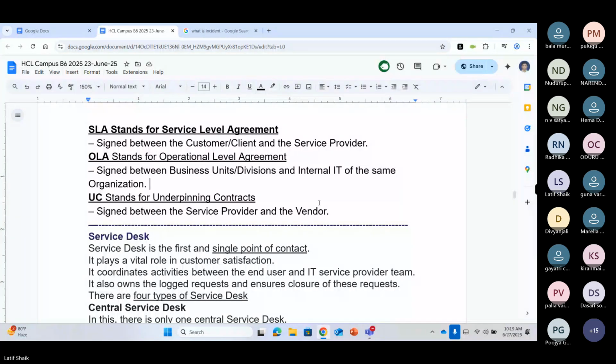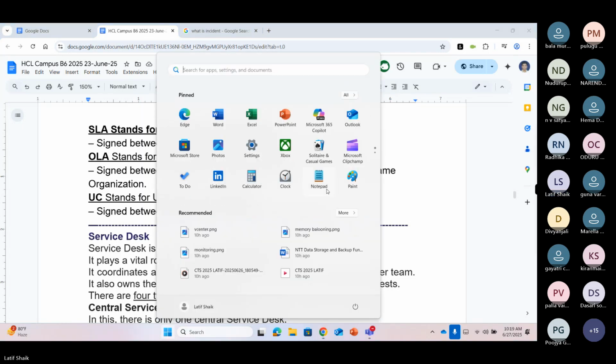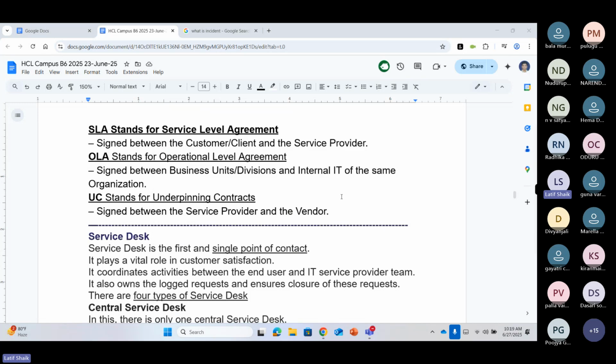Okay. The last point here, then we'll close this one and go with a small introduction to a new section. SLA stands for Service Level Agreement. OLA, Operational Level Agreement. UC is an Underpinning Contract. SLA, we already discussed, guys. Service Level Agreement.